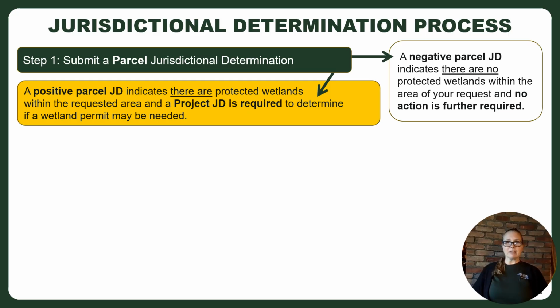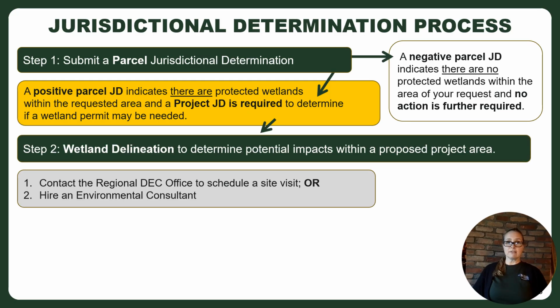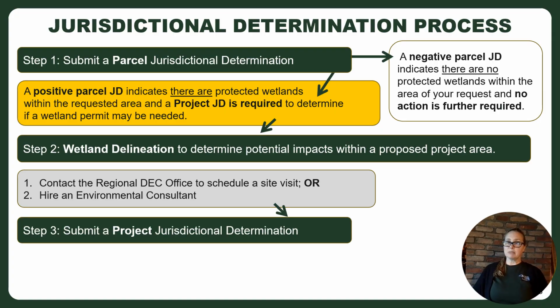If you receive a positive parcel JD, the next step, step 2, is delineating the wetlands to determine the boundaries. This can be done at no cost by scheduling a site visit with your local DEC regional office. On our website, you will find contact emails for each region. Alternatively, you can hire an environmental consultant to do the delineation, but this still needs to be verified by the region. Delineations need not be completed by a specific time frame. I will explain why this is later in this video.